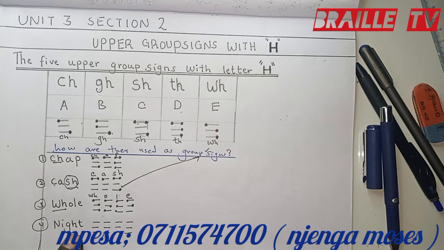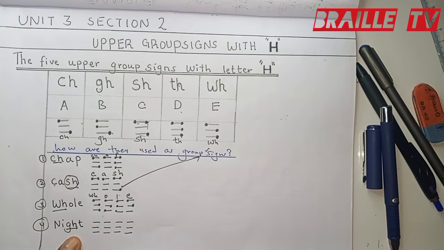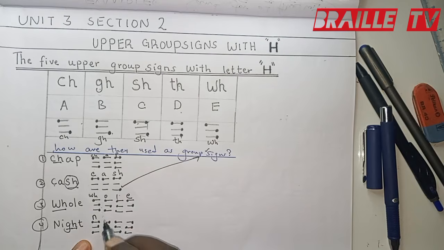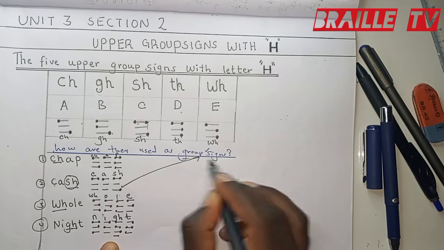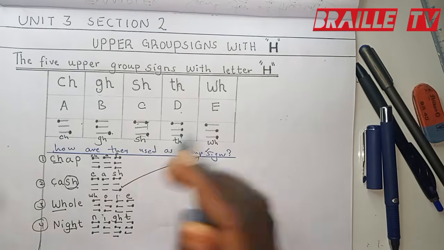Night, the last example according to this list. There is GH here. So you spell out N, you spell out I, and then you contract GH, where I said GH is B plus dot 6, and then you spell out T. So here it is N, I, GH, and then T, the word night. So GH here has been used as a group sign.